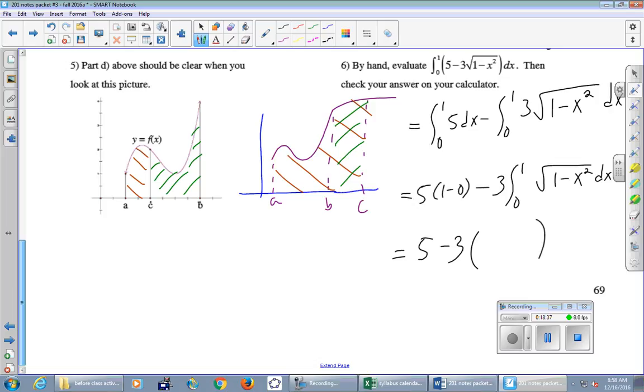What was that integral equal to from our quarter circle thing? Was pi over 4? Was it positive or negative? Is this one positive or negative? This is going from 0 to 1. That's the, quote, right order, right? Because it's from a small number to a bigger number. Okay, so we're good here. So 5 minus 3/4 pi is our answer.